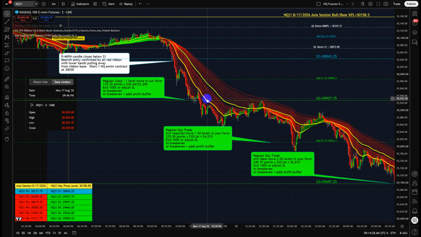And then you're putting yourself in a position where if the move continues in your favor, then at further key level moves in your favor, you're either exiting those runners or further adjusting those runners by adding on more profit buffer, and then eventually deciding at which key level move in your favor to exit some or all of the remaining runners.